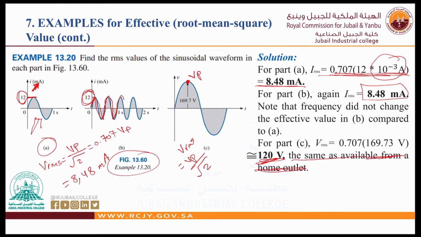If you find it here in the receptacle at your home, you will find 120 volts. Having a V peak value, it is 169.73.